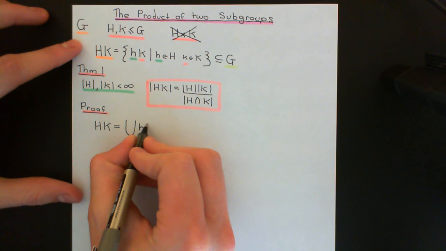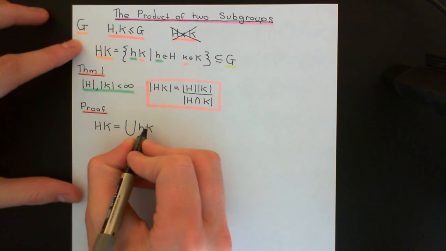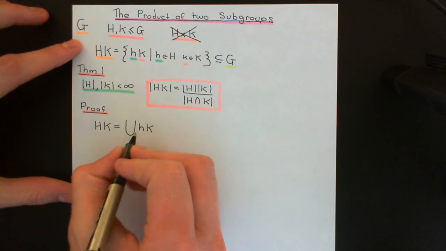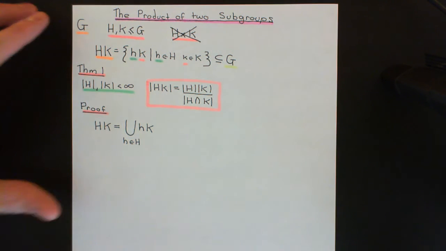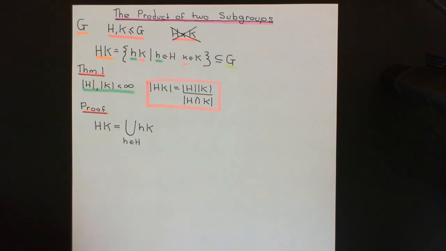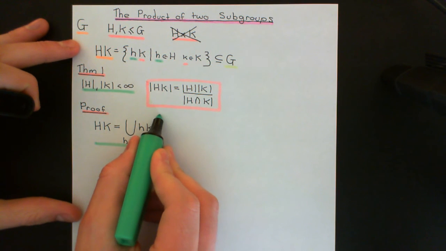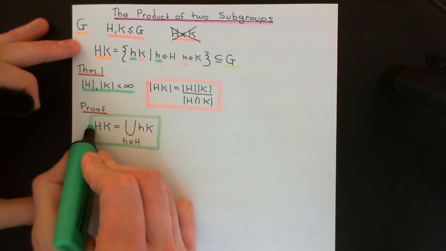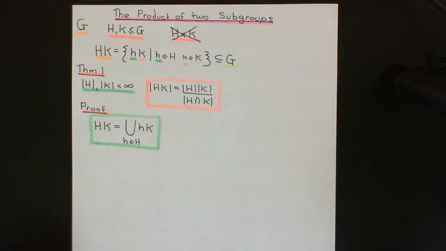You could take all left cosets of this form, hK, so the left coset of K under this element h, where little h is an element of capital H. And I claim that if you unioned all of those together, you would end up with the product of H and K. Now let's think a little bit about why this is the case. The product of H and K is just all things of the form an element of capital H composed with an element of capital K.